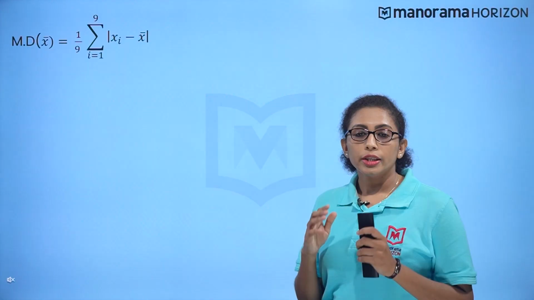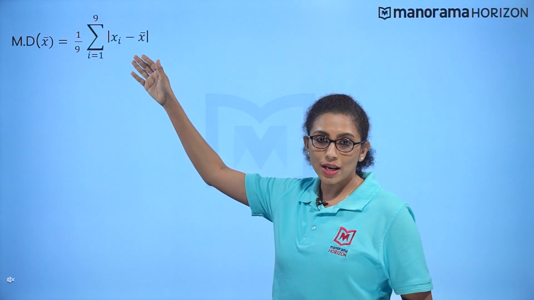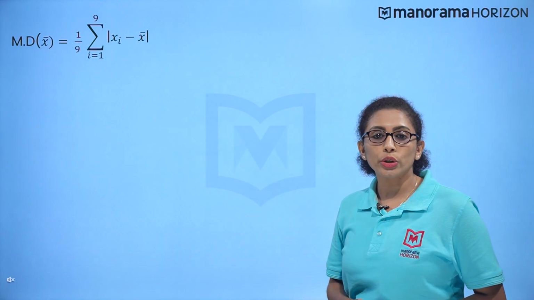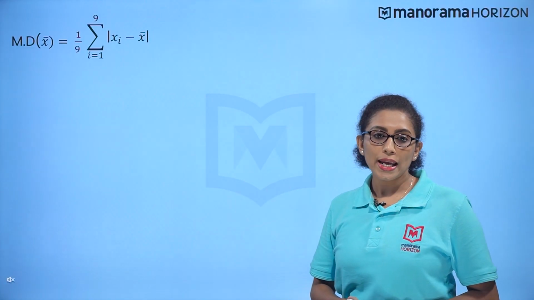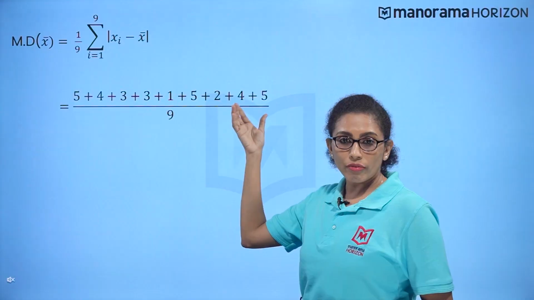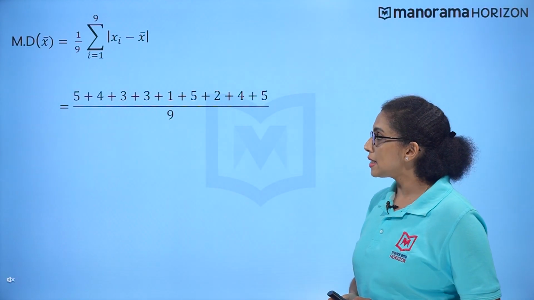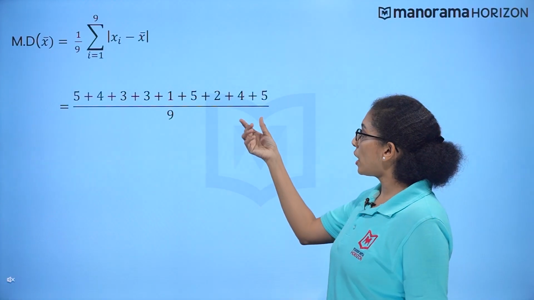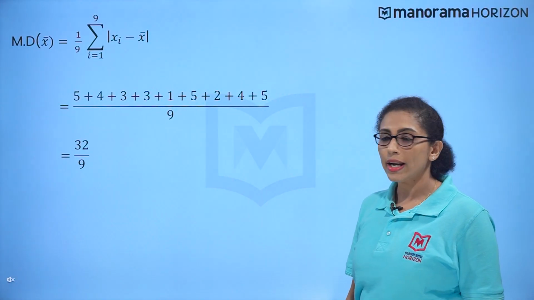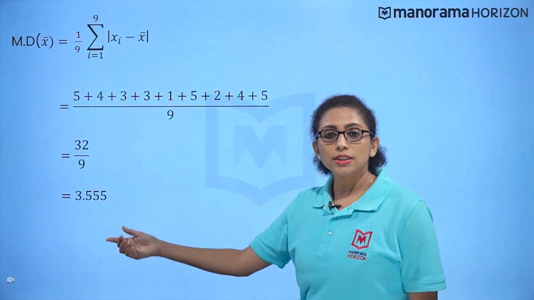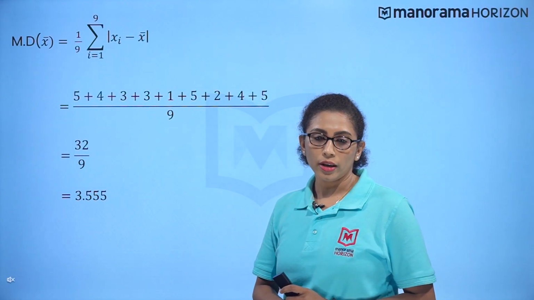Now the mean deviation is given by MD of x bar is equal to the standard equation, that is summation i equal to 1 to 9 modulus of xi minus x bar, the whole divided by n. We add all the values divided by 9, that is 5 plus 4 plus 3 plus 3 plus 1 plus 5 plus 2 plus 4 plus 5, the whole divided by 9, and we get 32 by 9, and the final result is 3.555. This is the mean deviation about mean.